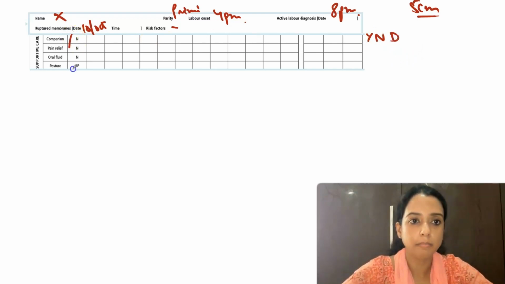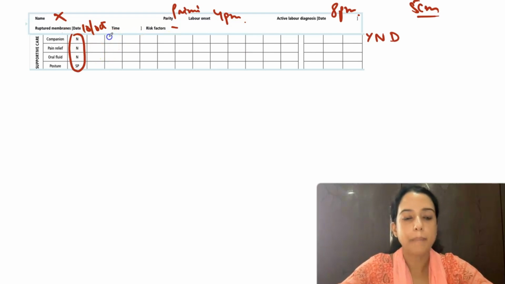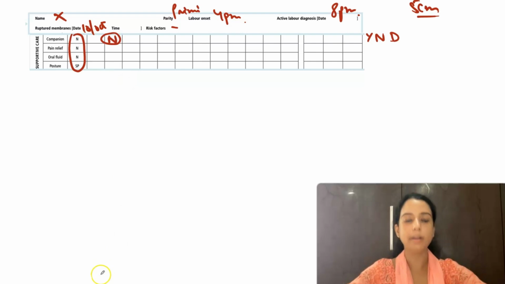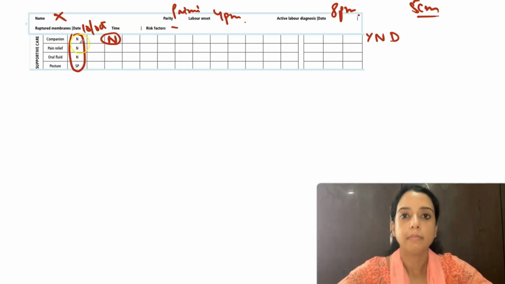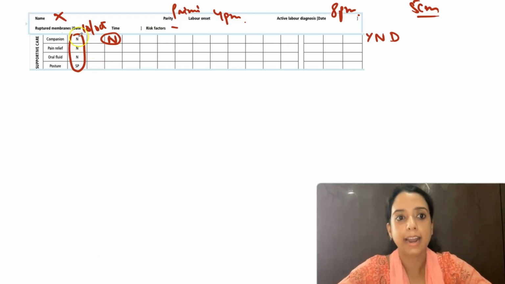Can you see the alert column? If the companion is not there, your reading is in the alert column. You will make a circle and down you will write a plan. The plan will be to provide her with a companion. Right? Yes and D, that is denied, are not in the alert column. No companion is in the alert column.